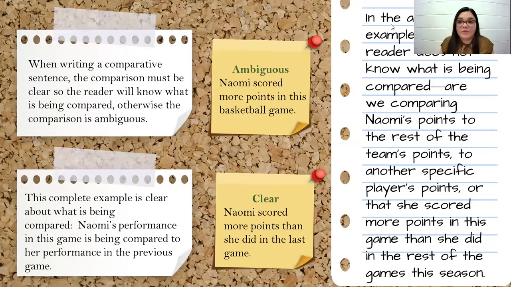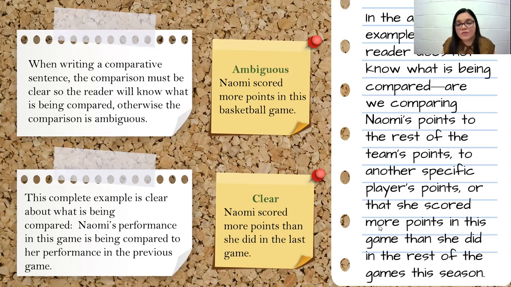Here you see, when writing a comparative sentence, the comparison must be clear so the reader will know what is being compared. Otherwise, the comparison is ambiguous. You have an example here. Naomi scored more points in this basketball game. This complete example is clear about what is being compared, the one that you see below. Naomi's performance in this game is being compared to her performance in the previous game. Now, in this example, you see a clearer explanation of this.